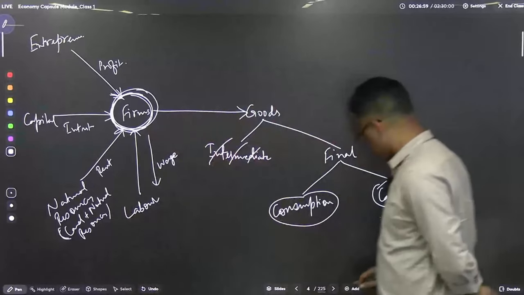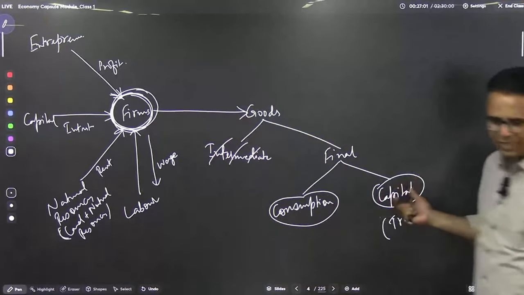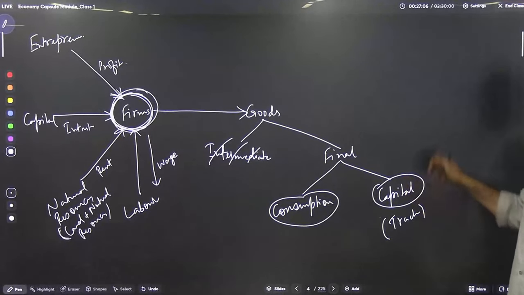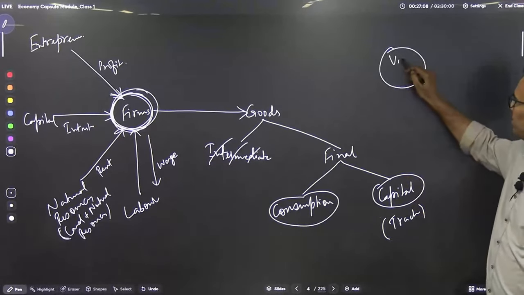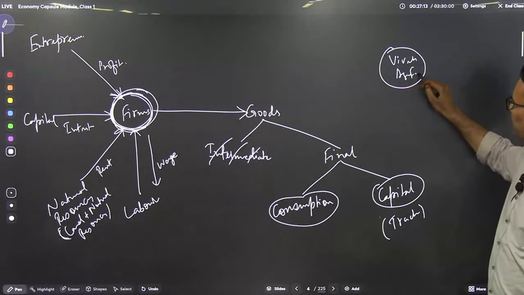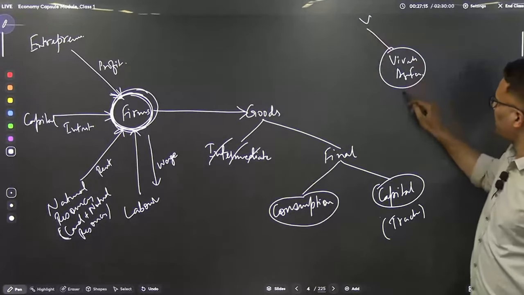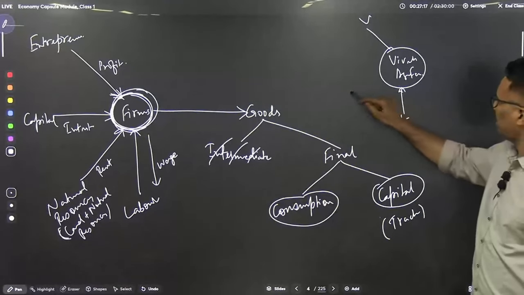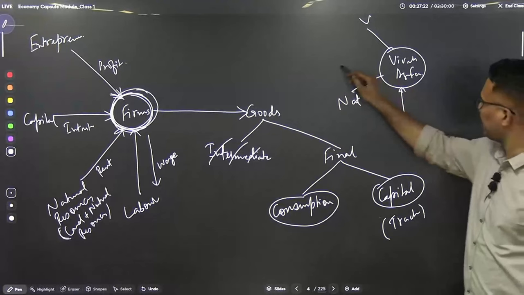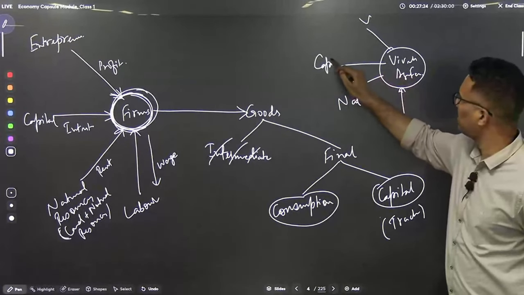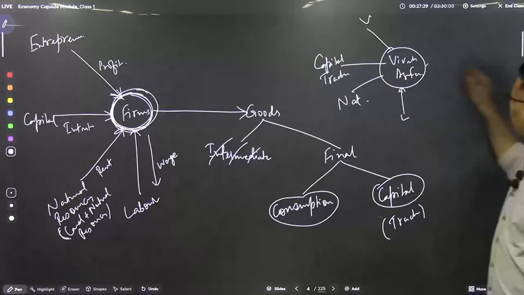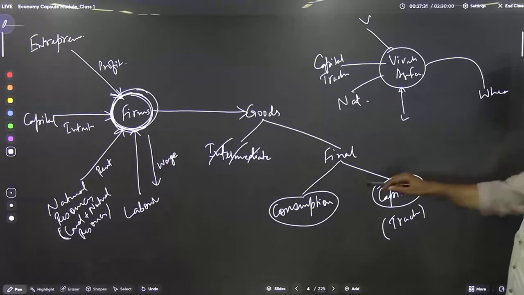It is intermediate. So this capital means Mahindra Tractors Private Limited produced this tractor. Now one day Vivek opened a company, Vivek Agri Farms. Now Vivek is the entrepreneur. There are certain laborers working, then natural resources and land. This tractor will act as capital. And then it produces wheat, which is a consumption good.